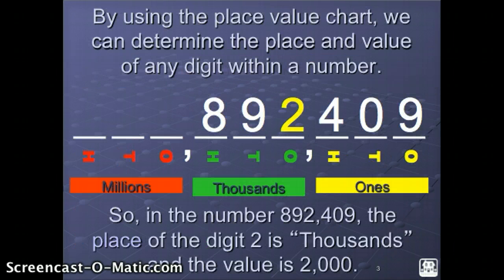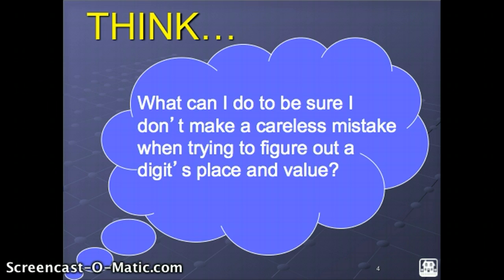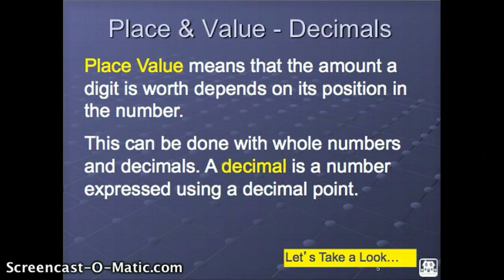By using the place value chart, we can determine the place and value of any digit within a number. So in the number 892,409, the place of the digit 2 is thousands. The value of the digit 2 is 2,000. Thinking ahead to Schoology discussions, what can I, meaning you, do to be sure I don't make a careless mistake when trying to figure out a digit's place and value? Be ready to share.